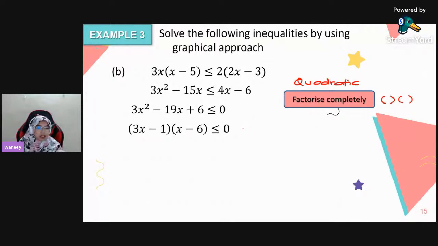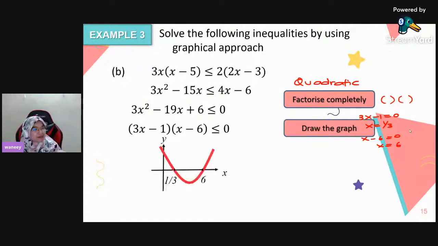Okay, so what happens next? You should draw your graph. In order to draw your graph, you might want to find out the roots first. So 3x minus 1 equal to 0, x will be equal to 1 over 3. x minus 6 equal to 0, x will be equal to 6. So that means when you draw your smile graph, the graph should cut at 1 over 3 and 6.